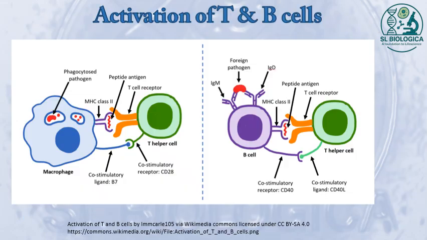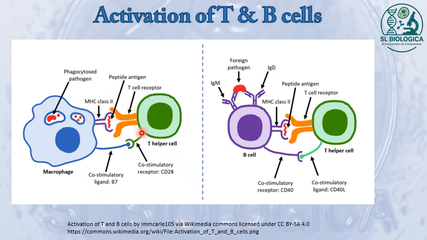So this is the pictorial representation. We have the macrophage here, that is the antigen presenting cell, and here you can see the class 2 MHC molecule which is bound with the antigen, and this antigen is then bound with the T cell receptor of the T helper cell.